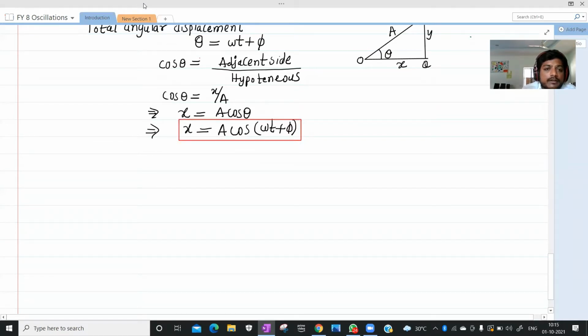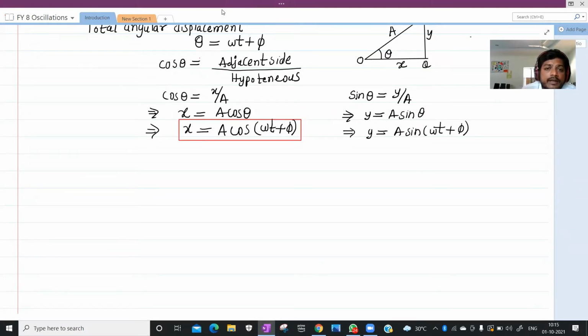Now from the same triangle, what can we write? Sin theta is the opposite side by the hypotenuse, which is y by a. So y equals a sin theta. Finally, y equals a sin(omega t plus phi).